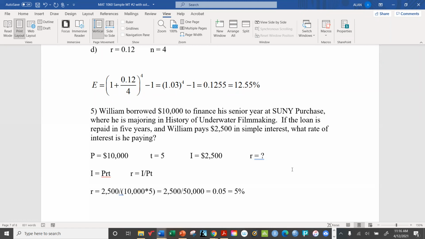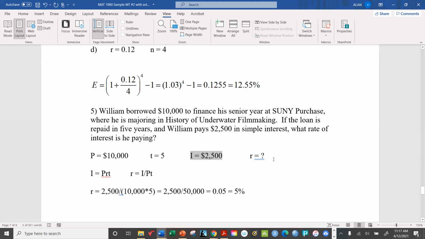So you recognize this as a simple interest problem. In other words, I equals PRT. One of those problems, yes. So what do we know? We know that the principal is $10,000. We know that the time is 5 years. It's a 5-year loan. And we know that he'll ultimately end up paying $2,500 in simple interest.